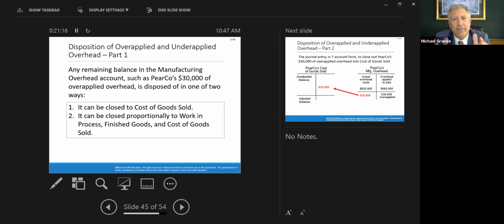Now, if the amount that's left over is immaterial, means insignificant, means a small number, then it's appropriate to use method one where you close it to the cost of goods sold. But if you want to really satisfy the matching principle, remember, you only expense the cost of your product until you sell it. Maybe you haven't sold everything. And if you haven't sold everything, then you should not expense this leftover cost.